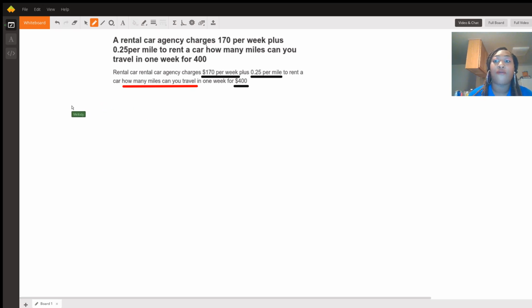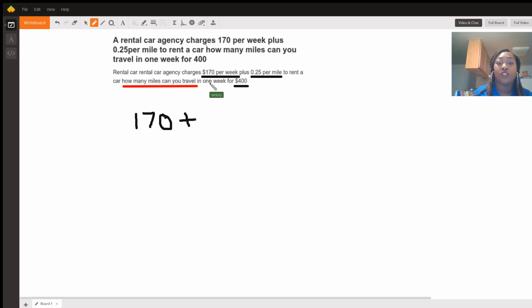Okay, so now from this word problem, we need to form an equation. I'm going to go ahead and jot down the information that was underlined, starting with $170. Now, if you notice, the word that's separating the two numbers that we are dealing with is the word plus. And plus, you should always assume that it is going to be addition.